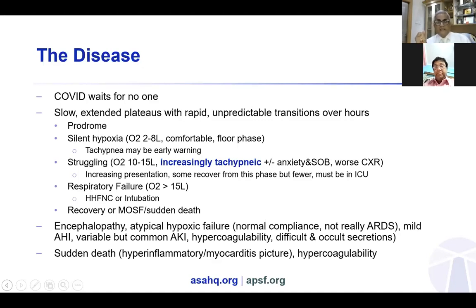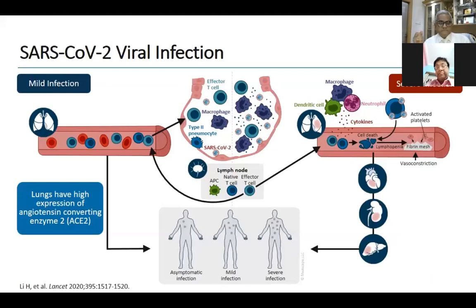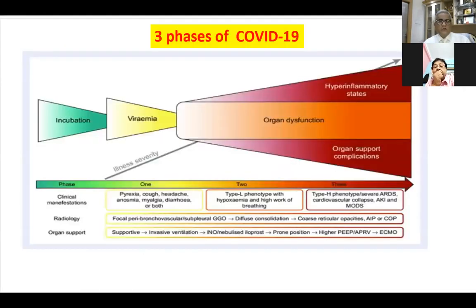There's hypoxic failure, and there is kidney injury, hypercoagulability, liver injury, as well as sudden cardiac death. And if you look at this slide, it clearly shows that you have a mild infection on one side and a severe infection on the other, and it's very unpredictable. You don't know who is going to be affected by what, which way, and by what mechanism. So it's very complex, and that is a problem, that we do not know which organ will be primarily affected.